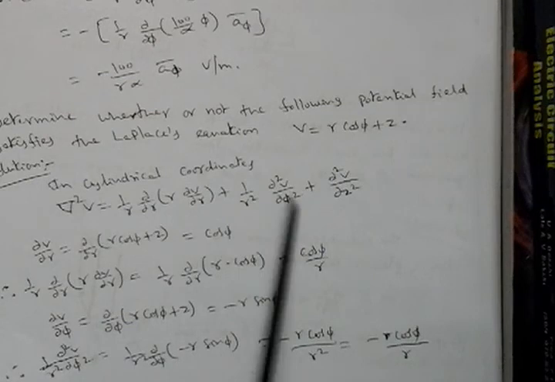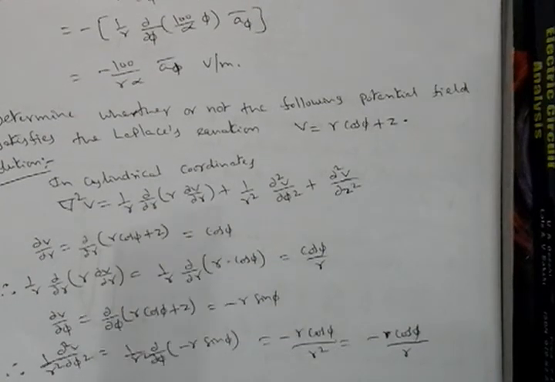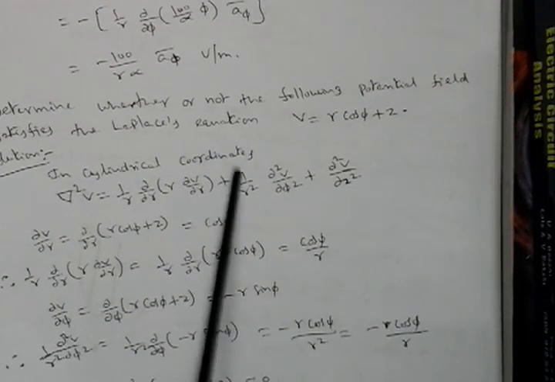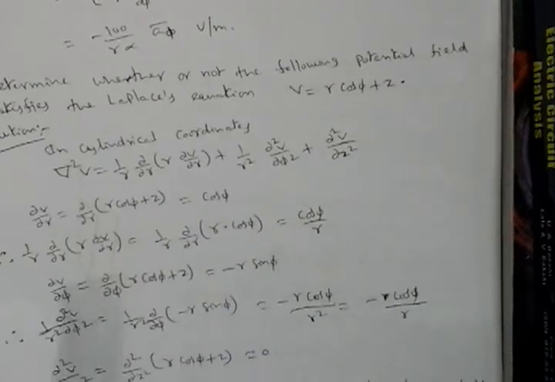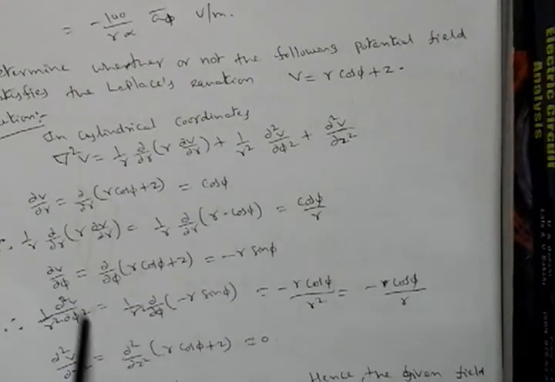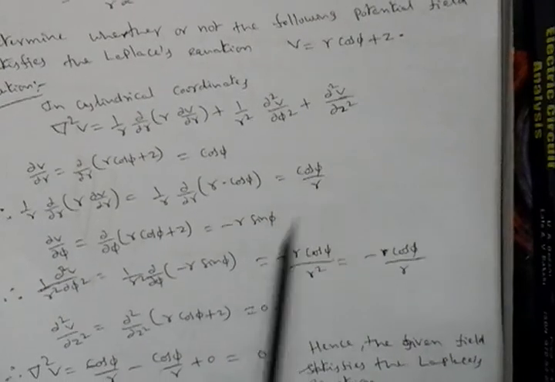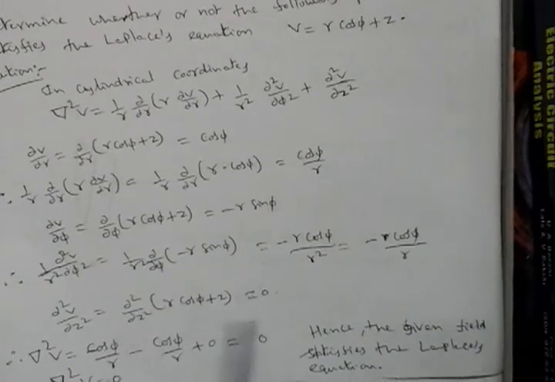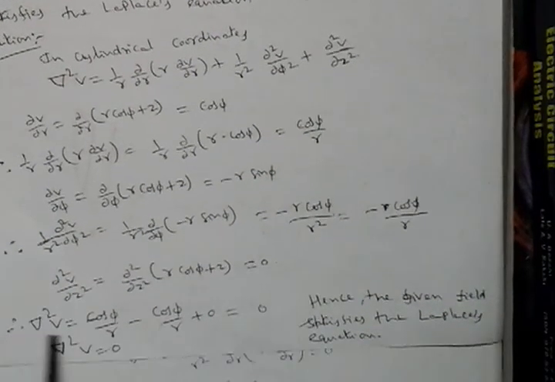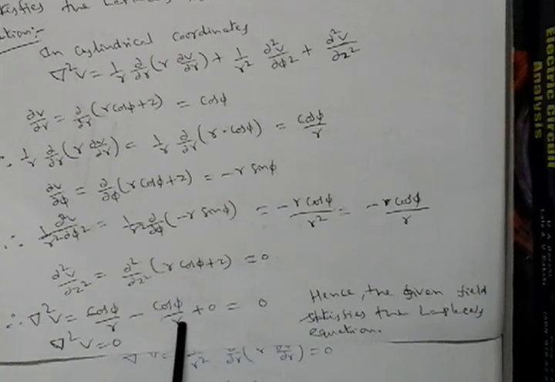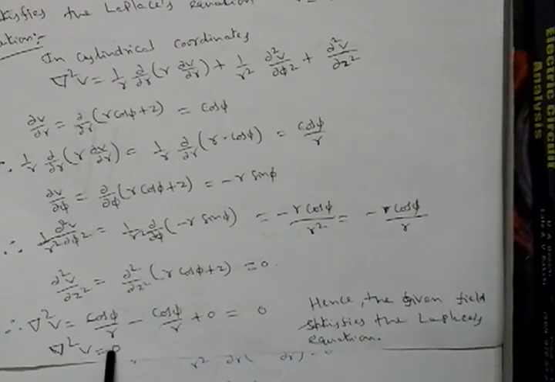Calculate term by term and substitute in this equation. First, ∂/∂R and later 1/R of this term. Next, the second term is ∂/∂φ, again 1/R² into ∂²V/∂φ². The third term is ∂²V/∂Z². Substitute in the formula. Finally, we will get del square V is equal to 0. That means del square V is equal to 0.